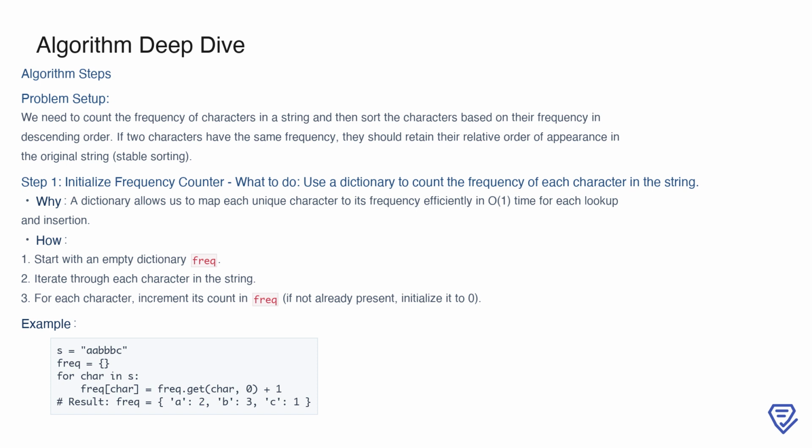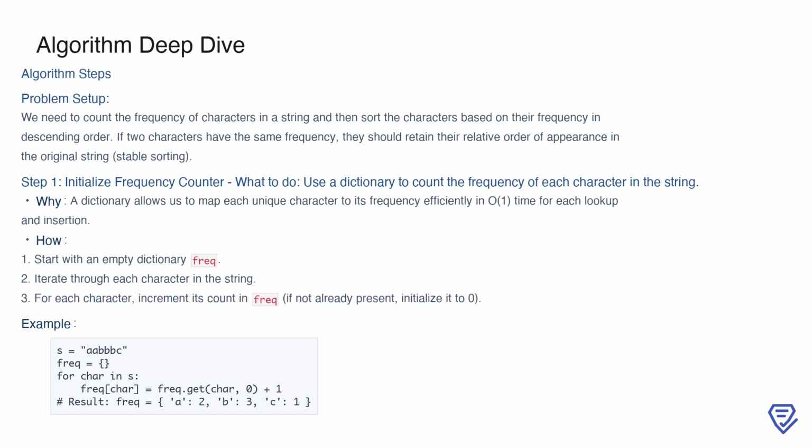To solve the problem of sorting characters by their frequency, we need to start by understanding the problem setup. The goal is to count how frequently each character appears in the input string and then sort these characters in descending order of their frequency. If two characters have the same frequency, their relative order from the original string must be maintained. This is known as stable sorting.